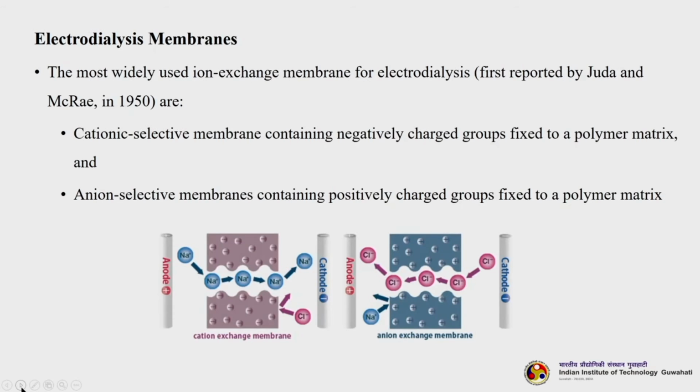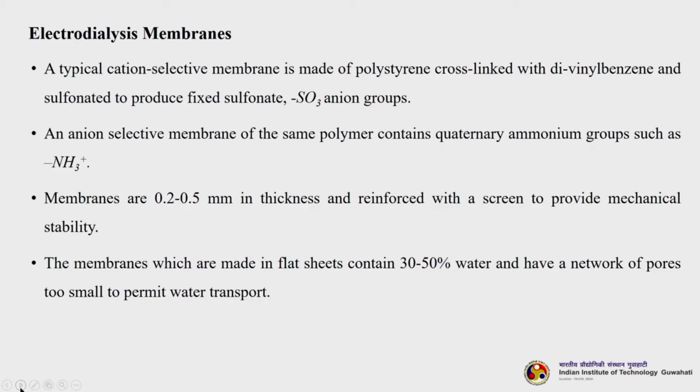As you know, we have different types of membranes. We can have cation exchange membranes, which have negatively charged fixed groups, and anion exchange membranes, which have positively charged fixed groups, for electrodialysis purposes. A typical cation selective membrane is made of polystyrene cross-linked with divinyl benzene and sulfonated to produce fixed sulfonate groups, SO3- groups. An anion selective membrane of the same polymer contains quaternary ammonium groups such as NH3+. Membranes are 0.2 to 0.5 mm thick and reinforced with a screen to provide mechanical stability.